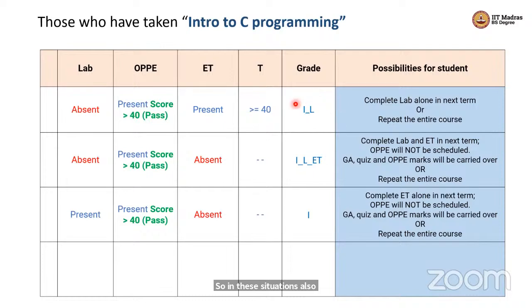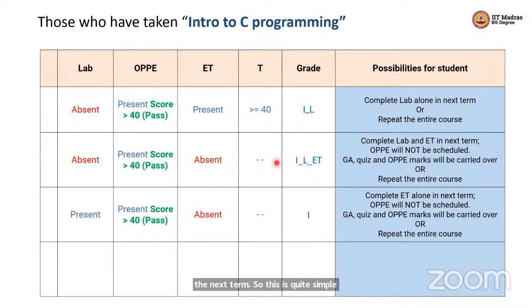That is, it can be either incomplete lab, or incomplete lab and end term, or only incomplete end term. So what's the difference between these three? If it is just incomplete I underscore L, it means that everything is perfect except that you did not attend the lab. So that means you will have to attend the lab alone in the next term. So this is quite simple.